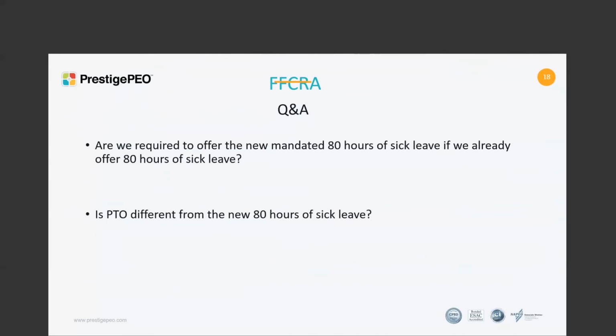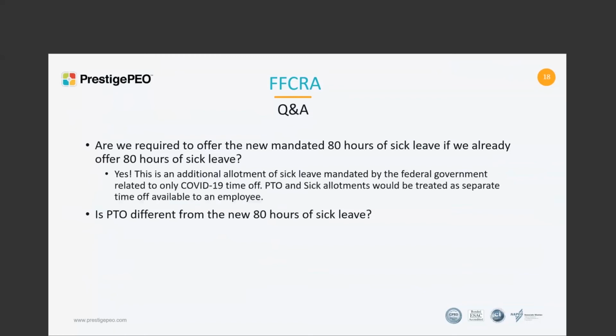All right, on the next slide here, these are sort of similar questions, but slightly different enough where I felt like I wanted to go over them twice, especially since this has come up quite a bit as well. Are we required to offer the new mandated 80 hours of sick leave if we already offer 80 hours of sick leave? So I take this to mean, the difference between the mandated FFCRA paid sick leave versus a company-specific policy that you already have in place.